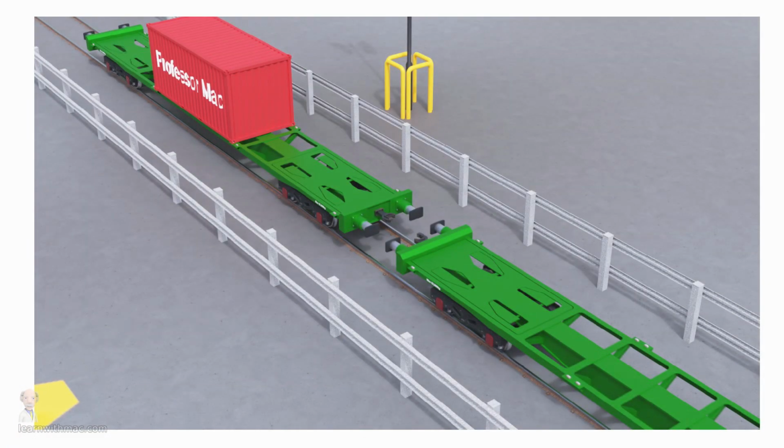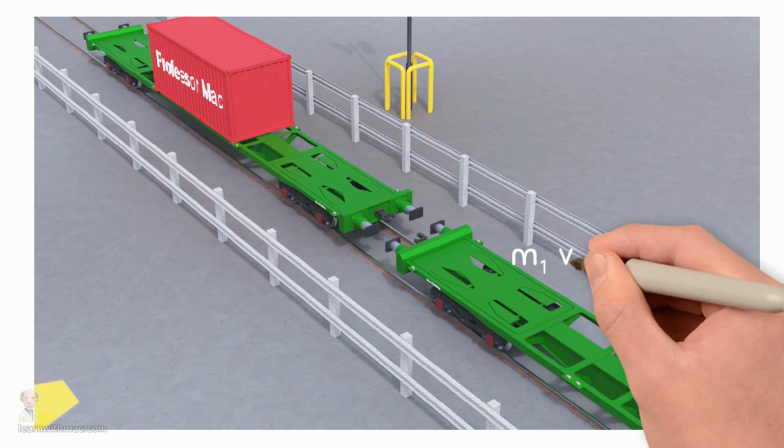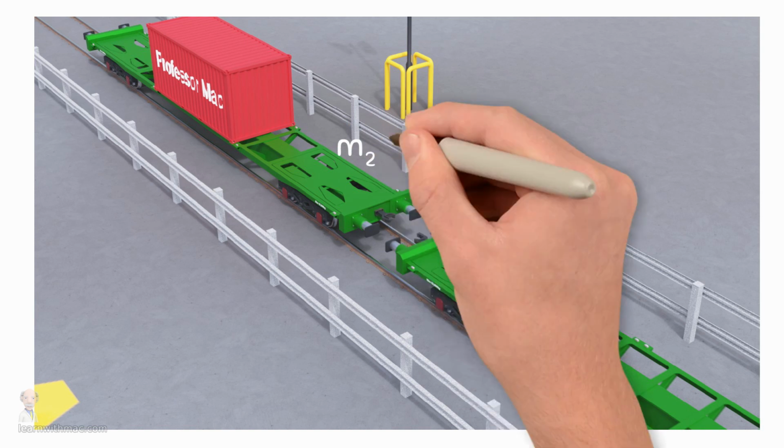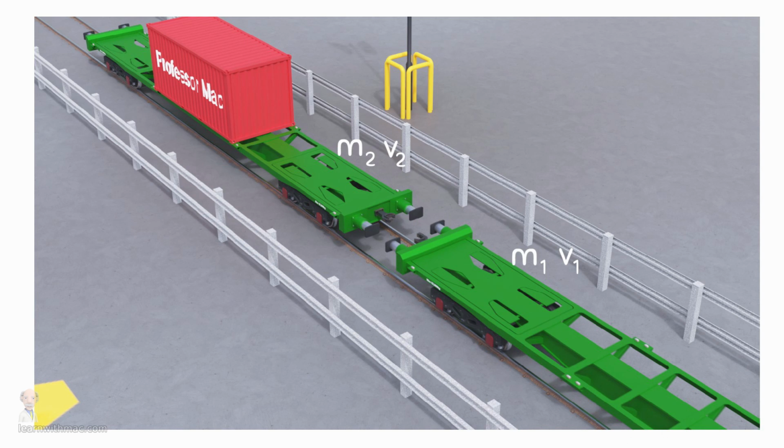Here we have a view of the two wagons just before the collision. There are no brakes applied to either wagon, and we can ignore the friction between the rails and the wheels. Let's represent the mass of the moving wagon as m1 and its velocity as v1. We will represent the mass of the second wagon, which will include the container on it, as m2 and the velocity of the combined mass as v2.